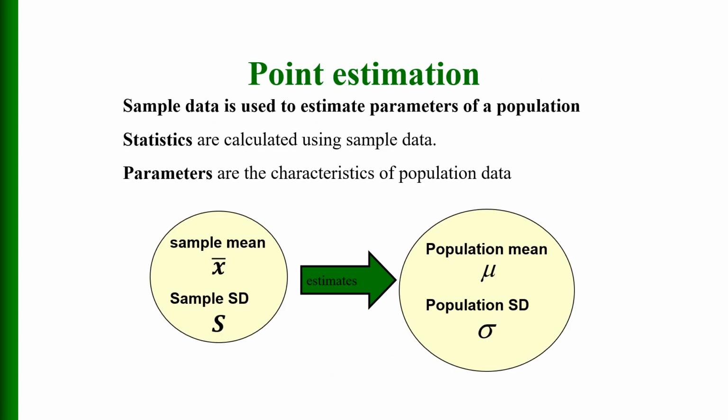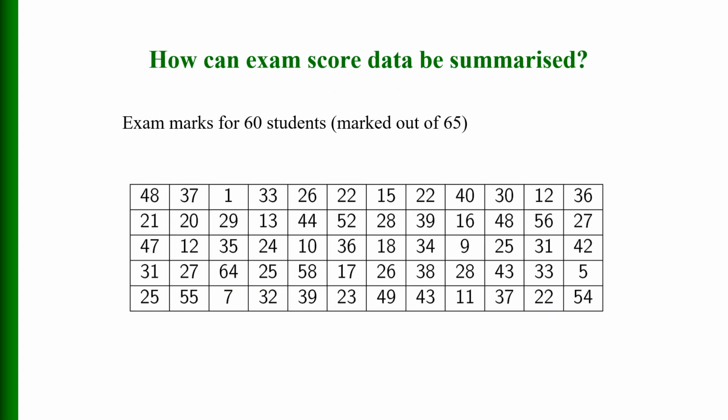Point estimation. Sample data is used to estimate parameters of a population. Statistics are calculated using sample data, whereas parameters are the characteristics of population data. For example, population mean and population standard deviation are parameters, whereas sample mean and sample standard deviation are statistics, and these are the estimates of the parameters. That is, statistics, values based on the sample, are estimates of the population parameters.